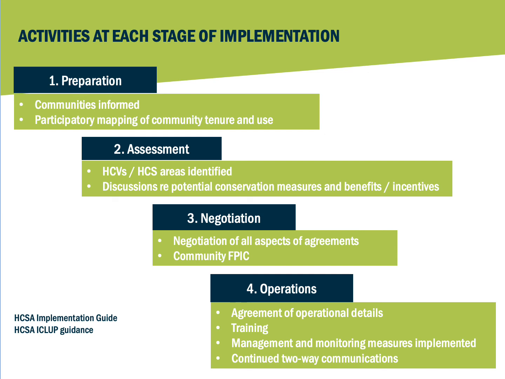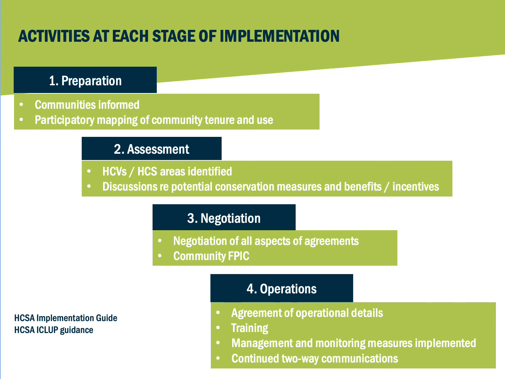During the assessment stage, potential conservation areas are identified as part of the HCV-HCSA assessment, which also produces recommendations for conservation management and monitoring, and discusses them with affected communities. Meanwhile, the company continues to engage with communities and discuss options for future community agreements, including potential incentives and benefits. In the negotiation stage, which starts once the HCV-HCSA assessment report has been approved, negotiations begin on the draft ICLUP and local community agreements. Communities must validate the ICLUP and give free, prior and informed consent in order for implementation to proceed to the next stage.